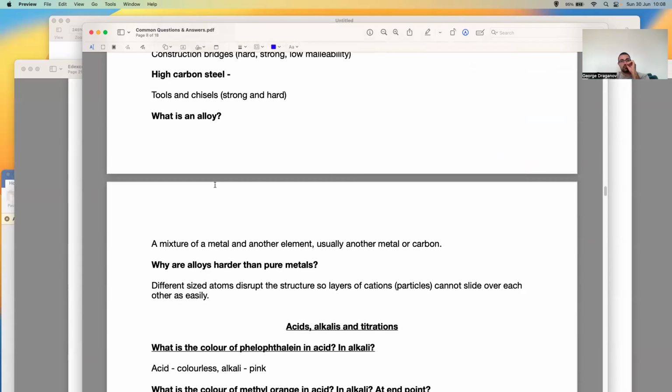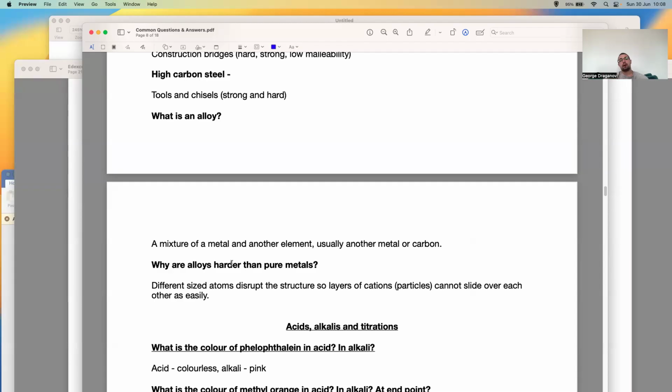And lastly, we need to consider what's an alloy. An alloy is a mixture of a metal and another element, usually another metal or carbon. Now, some people make the mistake of saying that an alloy is a mixture of metals. It doesn't have to actually be two or more metals. It can be a metal with carbon, which is a non-metal. So this is the proper definition.